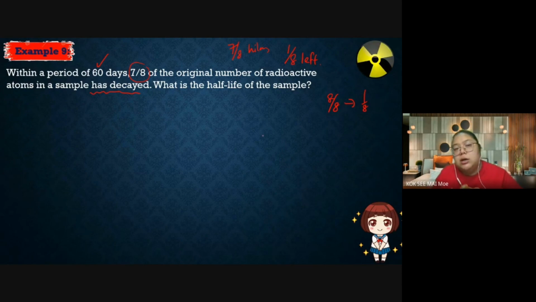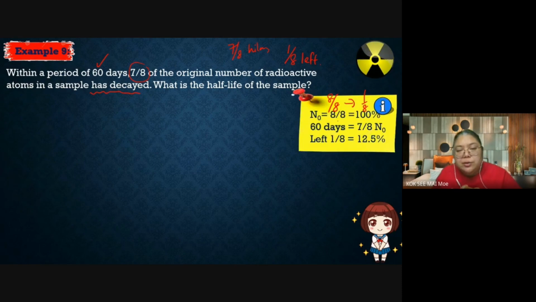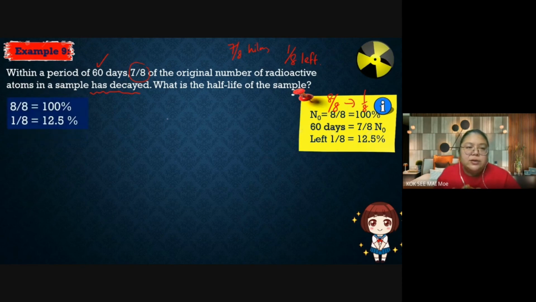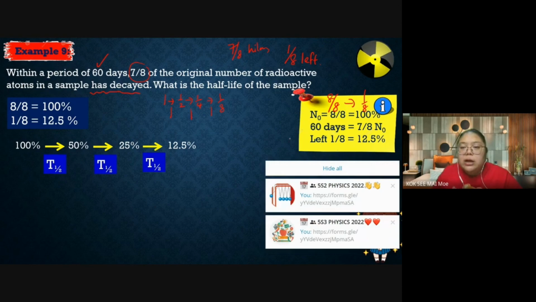So you need to show the procedure. This one info first. Original 8/8, 100%. In 60 days they make it become 1/8. So the left is 1/8 only. You can use percent, you can use fraction also can. If I use percent, that means 100%, I want to make it until 12.5%, so I divide 100 to become 12.5. If not, you can take 8, 1 becomes 1/2, becomes 1/4, becomes 1/8. Then I stop already. So 1, 2, 3, 3 half-lives.